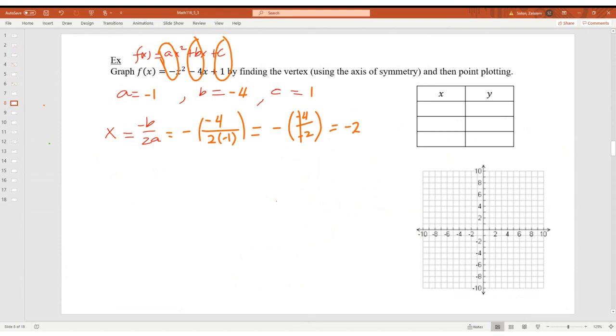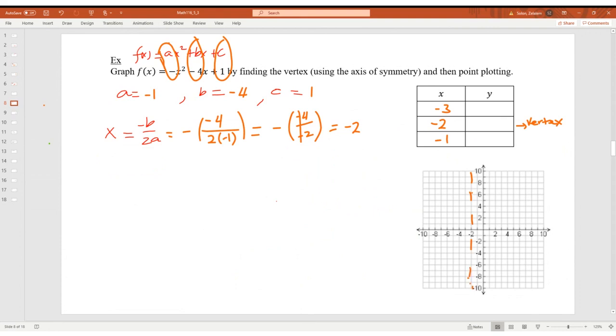So we locate that in the middle. Then subtract 1, you'll have -3. Add 1, you'll have -1. So the middle one is for the vertex always. Okay. Now once you find the x value for the vertex, that means it is the axis of symmetry at -2. So the graph will be symmetrical along this line.